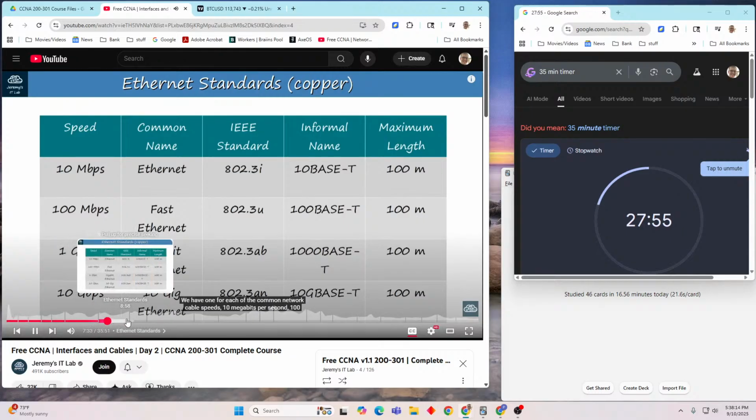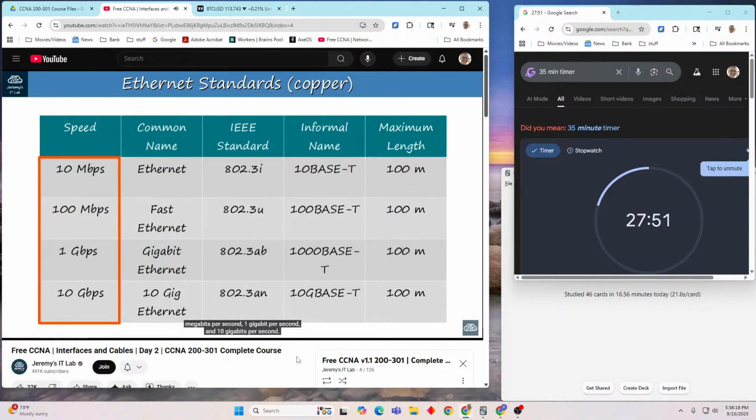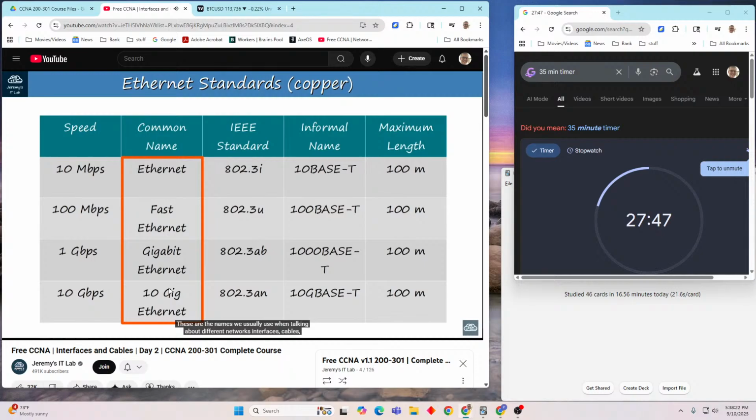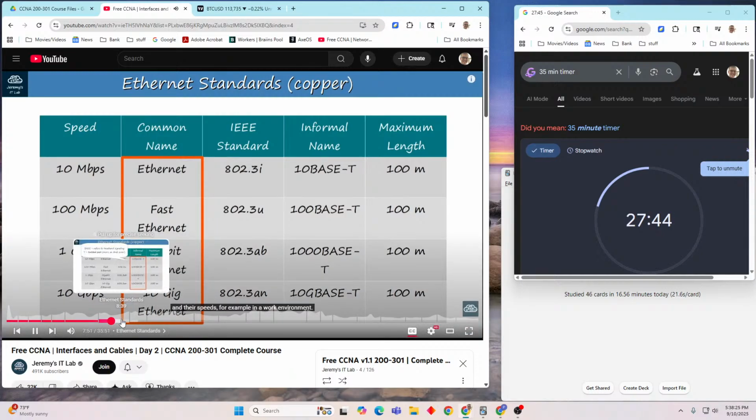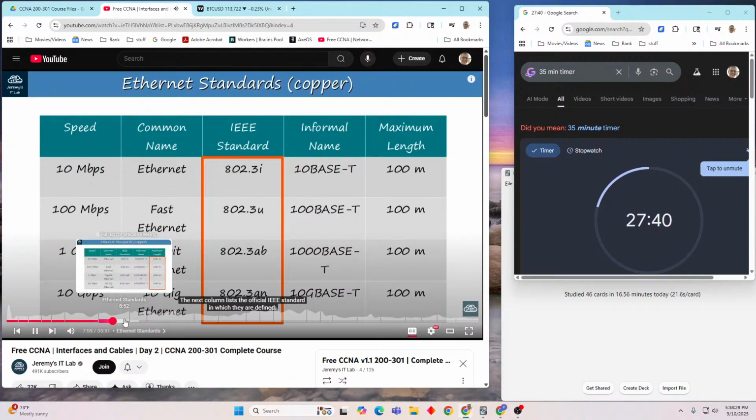We have one for each of the common network cable speeds: 10 megabits per second, 100 megabits per second, 1 gigabit per second, and 10 gigabits per second. The next column lists the common names. These are the names we usually use when talking about different network interfaces, cables, and their speeds, for example in a work environment. The next column lists the official IEEE standard in which they are defined.